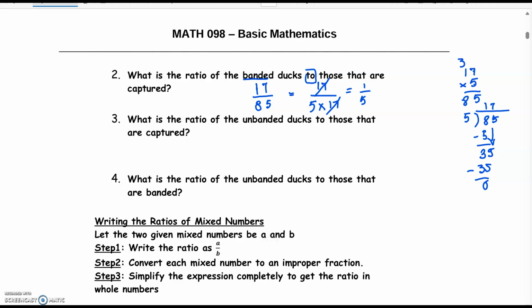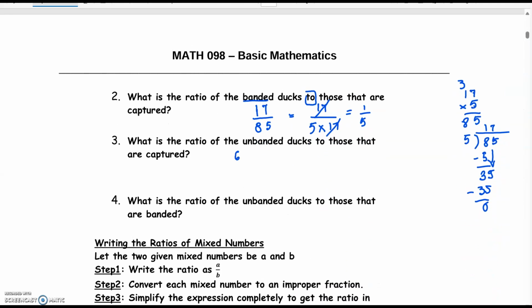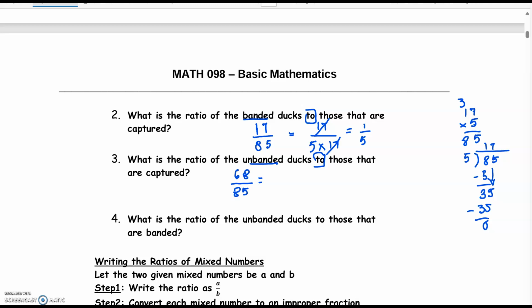The ratio of unbanded, so let's see how many unbanded. Unbanded is 68. Unbanded ducks to those that are captured, which is 85. Now remember, 17 goes into 68. I think we figured this out, 4 times. 17 times 4, 7 4s are 28, 4 1s are 4, 5, 6. So 4 times 17 over 5 1s are 5, 5 7s are 35. This is equal to 4 over 5.